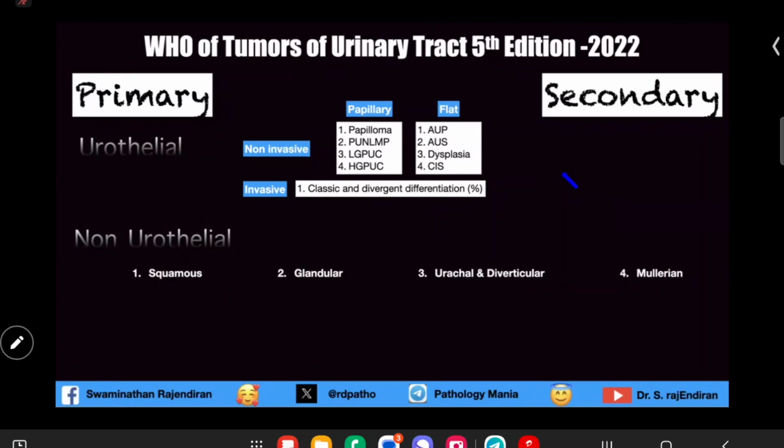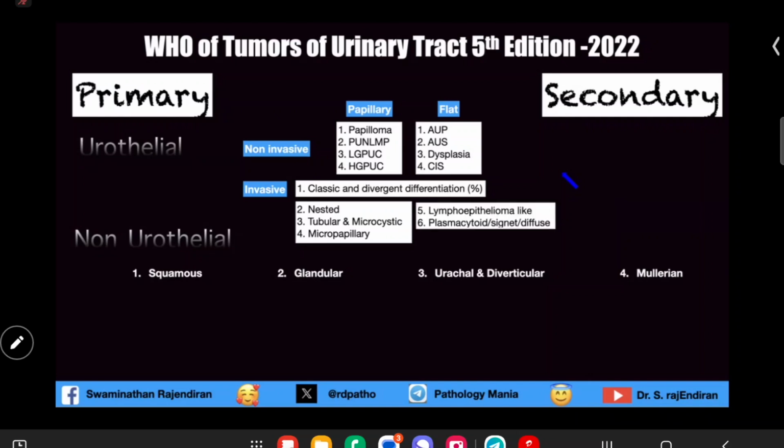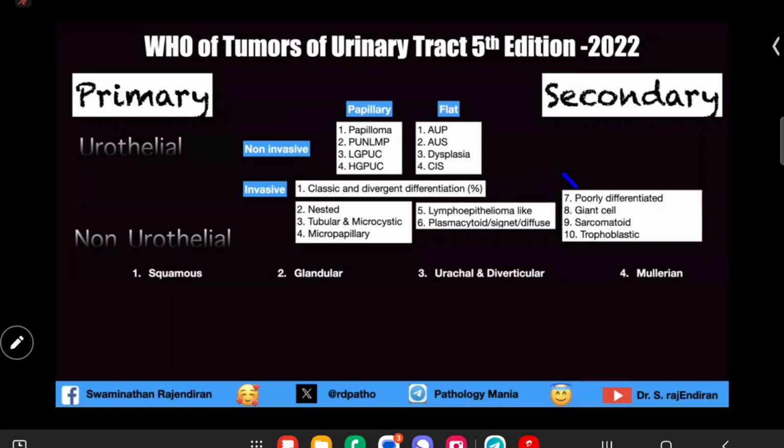Because the percentage of the divergent differentiation also helps us to talk about prognosis. And there are various types in urothelial carcinoma. To name them, they are nested, tubular, microcystic, micropapillary, lymphoepithelioma-like, plasmacytoid, signet cell or diffuse carcinoma, poorly differentiated carcinoma, giant cell carcinoma, sarcomatoid carcinoma, and trophoblastic differentiation.